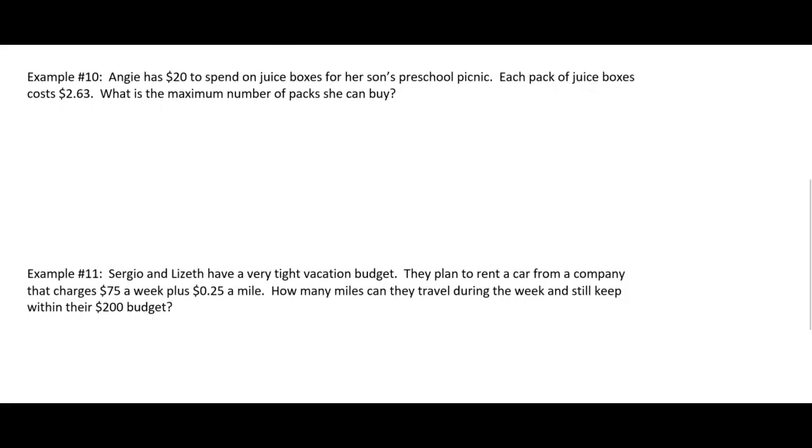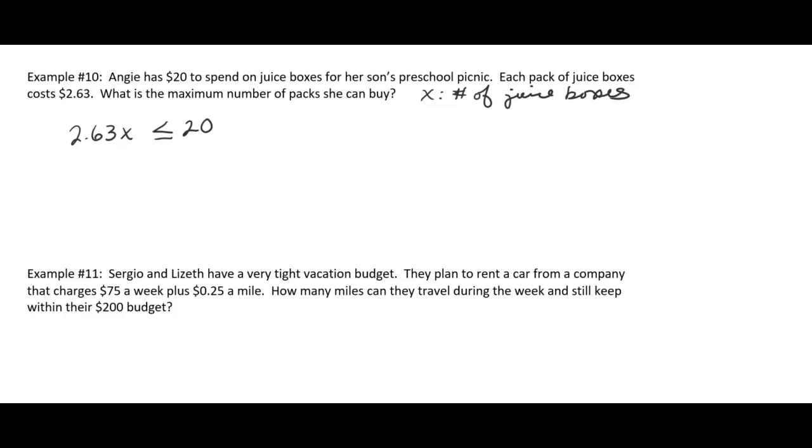So Angie has $20 to spend on juice boxes for her son's preschool picnic. Each pack of juice boxes costs $2.63. What is the maximum number of packs she can buy? Well, okay, so we're trying to figure out how many she can buy. Let's say x is the number of juice boxes that she's going to buy. Okay, so if you take $2.63 times each juice box, that's got to be less than or equal to $20. She can spend the whole $20, right?